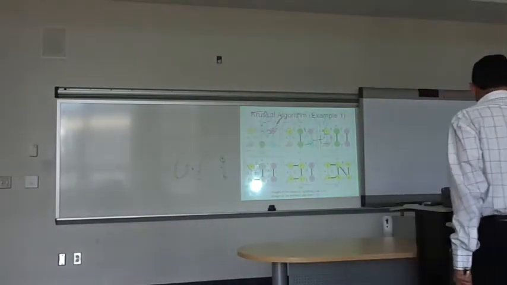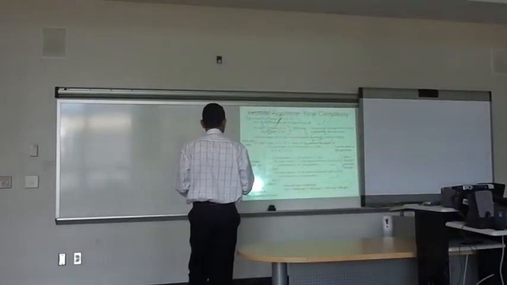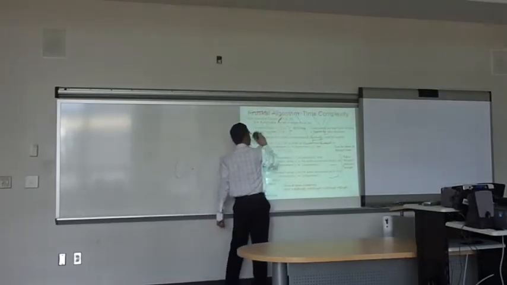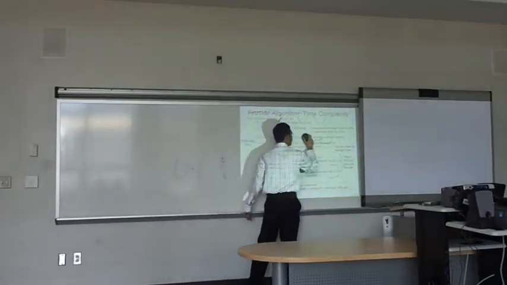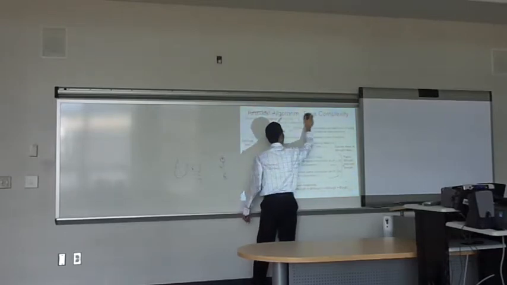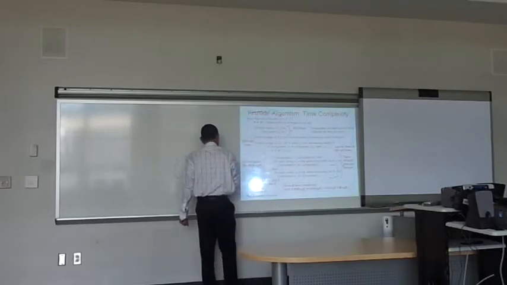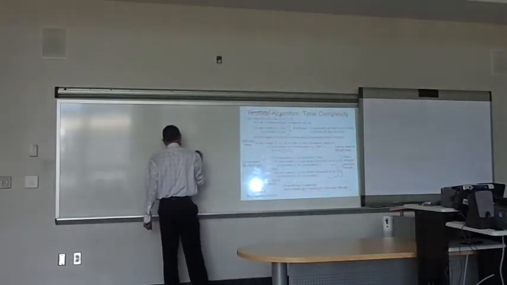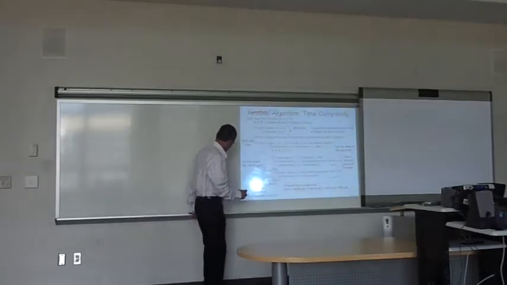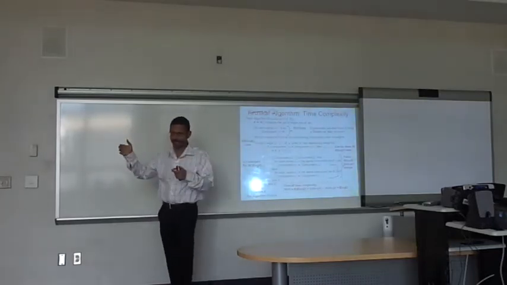Okay, so now coming to the time complexity analysis. Have you heard of this data structure called the disjoint set data structure? Disjoint set. It's a data structure used to keep track of vertices in different sets.